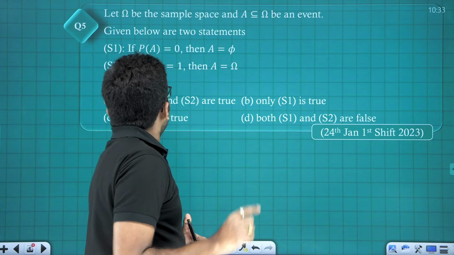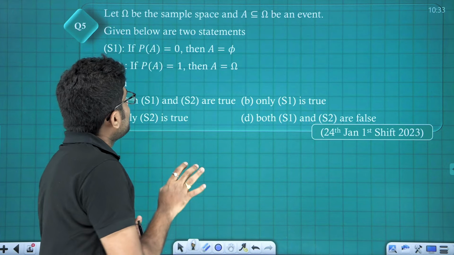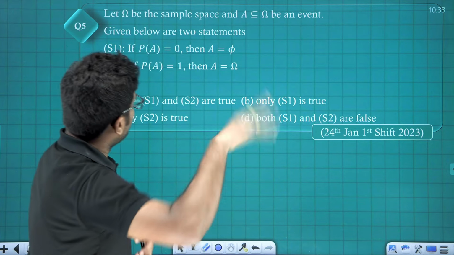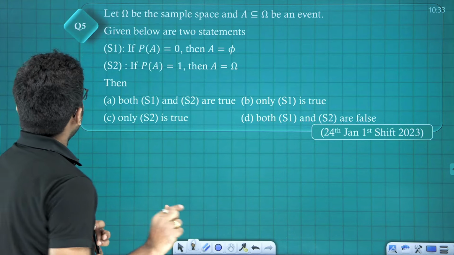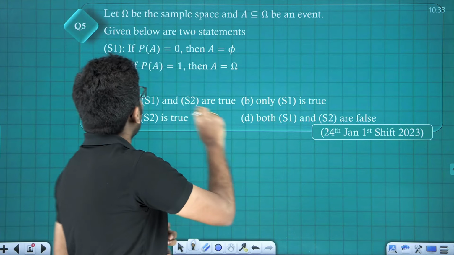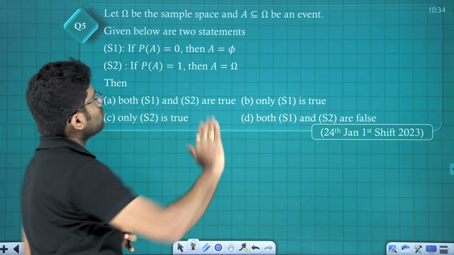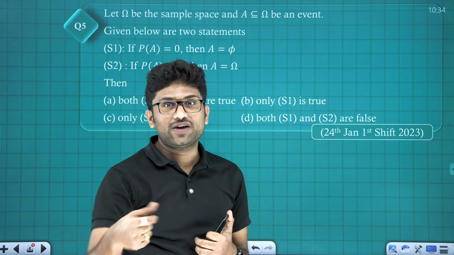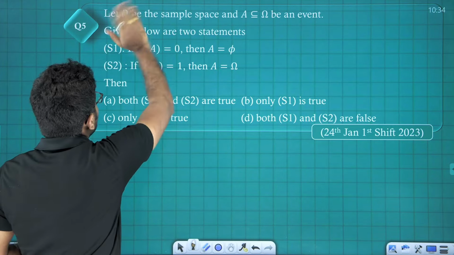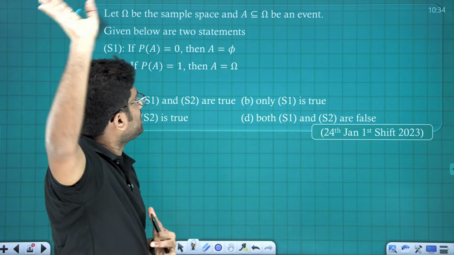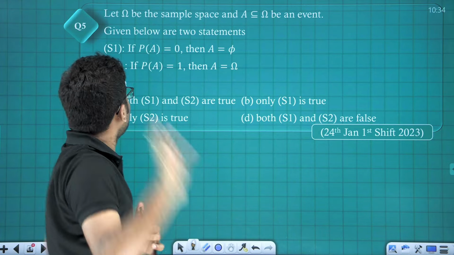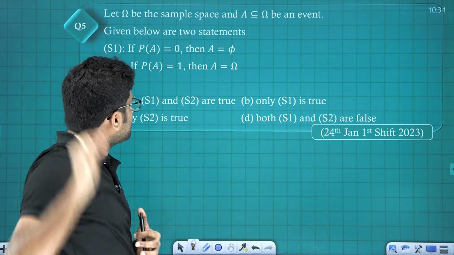Let omega be the sample space and A a subset of omega be an event. Given below are 2 statements. Friends, actually this symbol is ohm, we can say. In resistance we have seen this already. Okay, we can call it ohm. Let ohm be the sample space and A subset of or equal to ohm be an event. Given below are 2 statements.